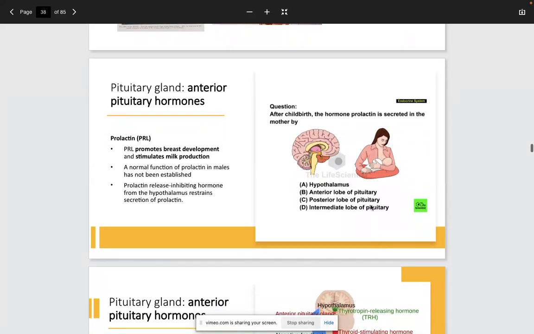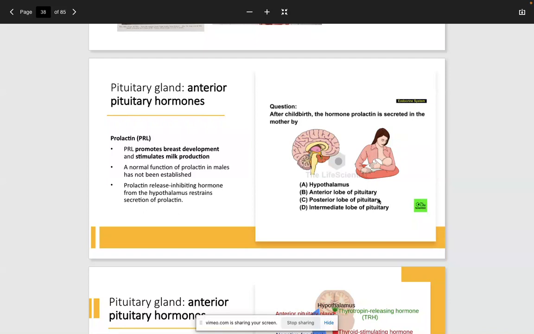If you guys remember, the hypothalamus is responsible for controlling the anterior lobe of the pituitary, so the actual ejection of prolactin comes from the anterior lobe of the pituitary. From there, prolactin will then go to the breast and will cause the ejection of milk.